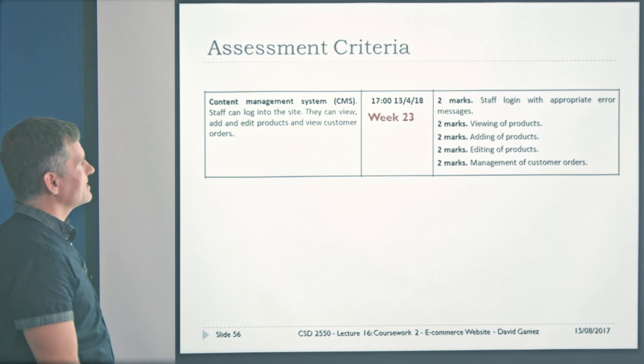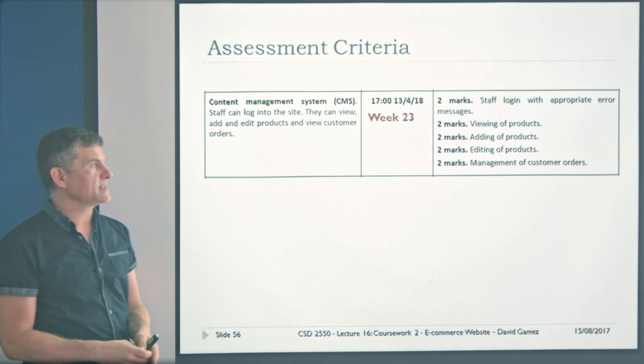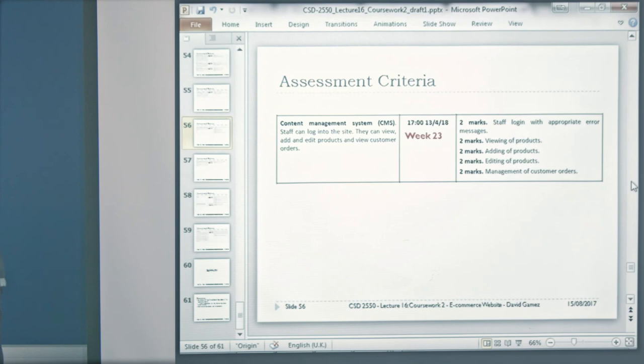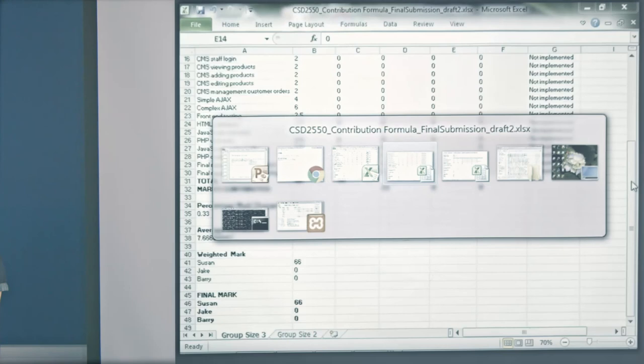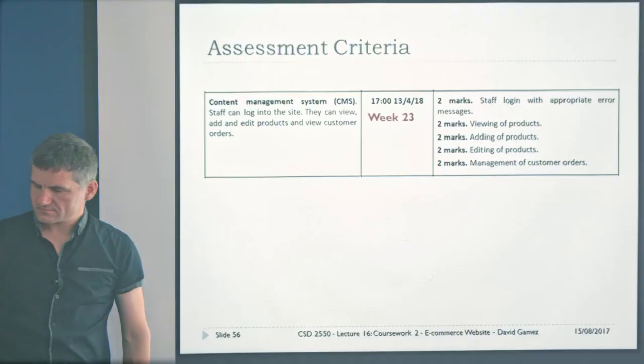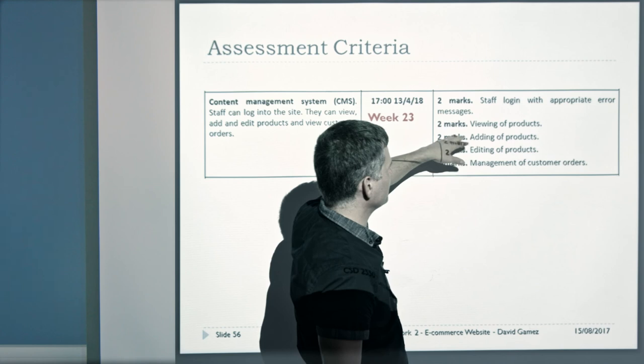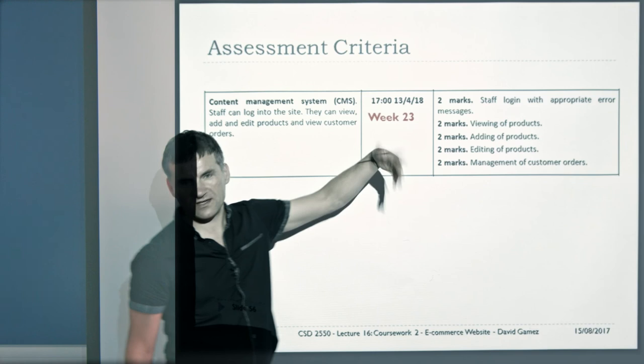This enables staff to log into the site, and then they can view and edit products and customer orders and so on and so forth. So if you remember, I gave you a little demo of that. That's this content management system. That's what these marks are for there. So there's 2 marks for logging in, 2 marks for viewing products, 2 marks for adding, 2 marks for editing, 2 marks for managing customer orders. So you implement each of these bits of functionality and then you get the marks for that.